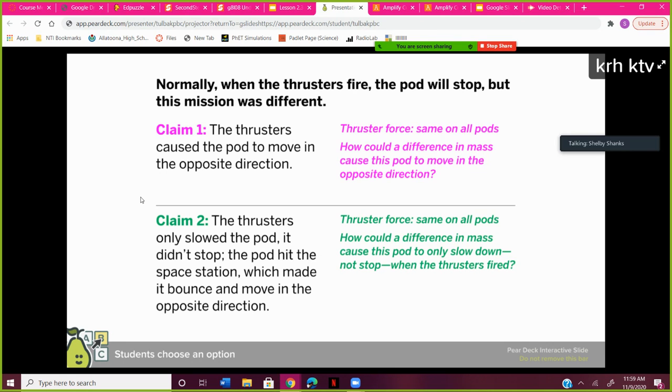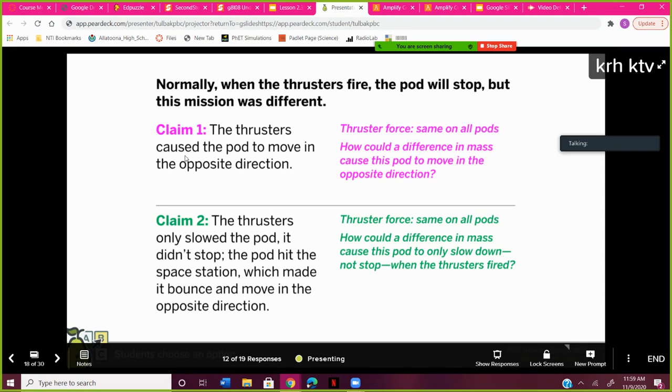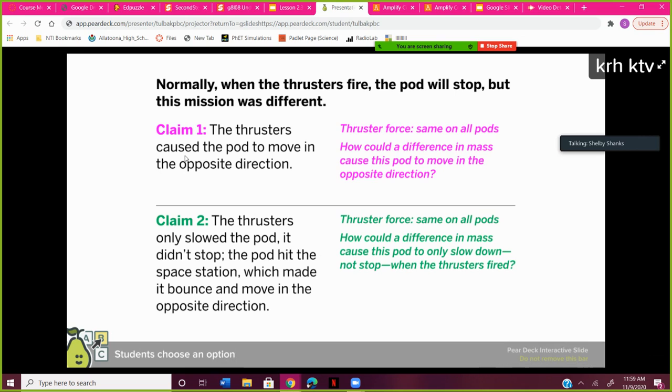The other people, if you're saying that claim 1 has less mass and claim 2 has more mass, if claim 1 has less mass, the thrusters have caused this pod to move in the opposite direction. If claim 2 has more mass, then that means the thrusters only made it slow down and it hit the space station. Really think about that. Which one has less mass and which one could possibly have more mass?